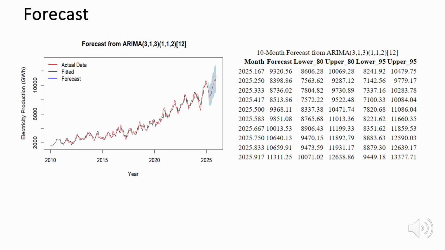Our final forecast projects a steady increase in renewable electricity production over the next 10 months, with clear seasonal patterns continuing. This outlook reflects strong momentum in Australia's transition towards clean energy, a promising sign for meeting sustainability goals.